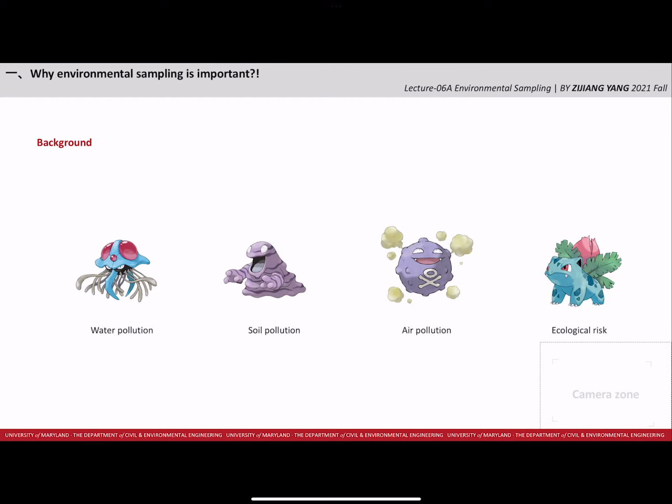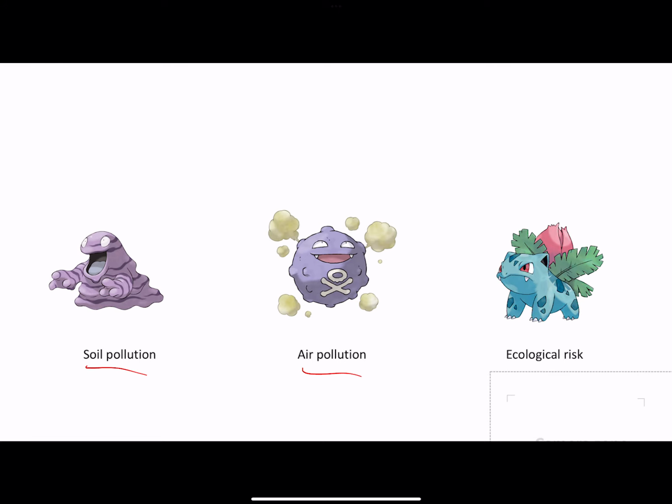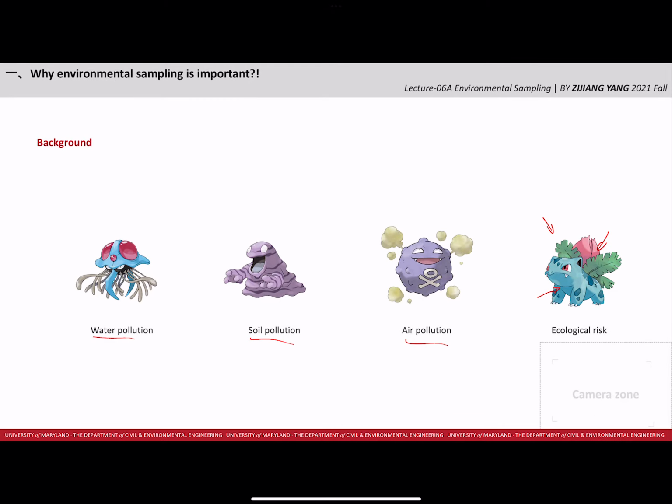So first, let's look at some background. So in the environment, we have pollutants. And mainly, the pollutants are distributed in 4 components. We have the pollutants in the water, pollutants in soil, and pollutants in air. We also have the pollutants in the organisms. And actually, I like this picture because it includes both animal and plant. And to evaluate the concentration in the organisms, we usually call this ecological risk assessment. And I will talk about this in the organic chemistry unit.